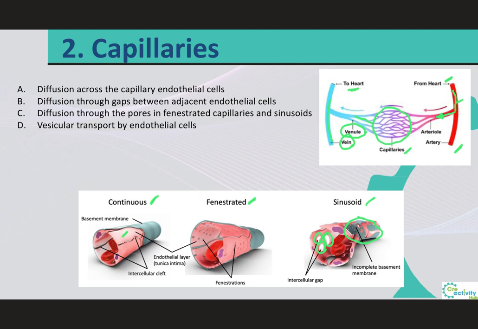And these sinusoids are going to be found in the liver, in the bone marrow, in the spleen, and the adrenal glands. So they're not found throughout the body. This is why we call them specialized capillaries.